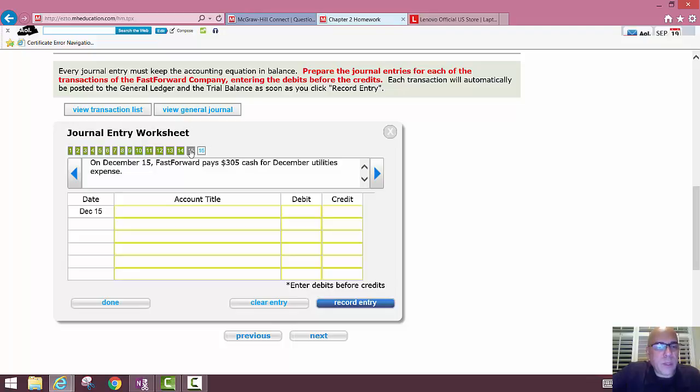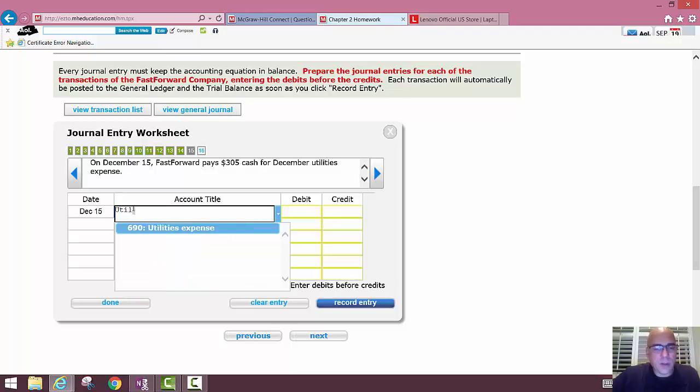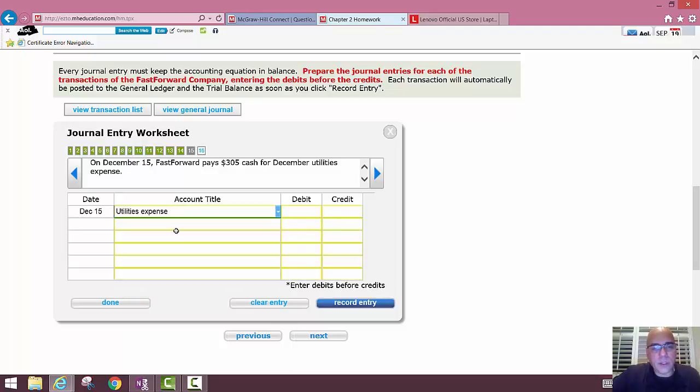Then we come over and let's take a look. I guess they already have us set up on transaction 15 now, where we're going to pay our utility bill. So what happens? Well, now we have utility expense, and the utility expense is for $305. Right? We have to credit something. What do we credit when we're paying a bill? We credit cash, right?